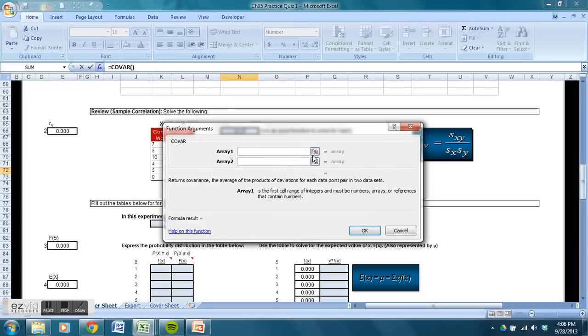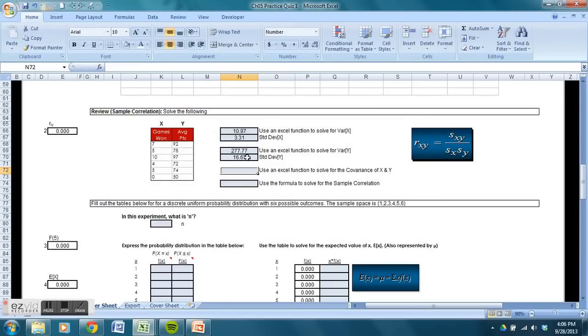Two data sets. This array 1 is the first data set. So covariance, x, the second one is y. Boom. Done. Now solve for sample correlation.